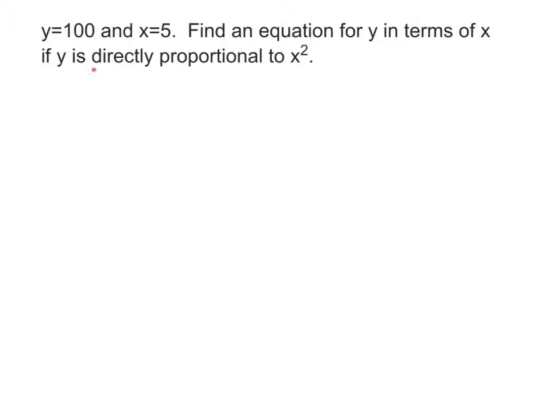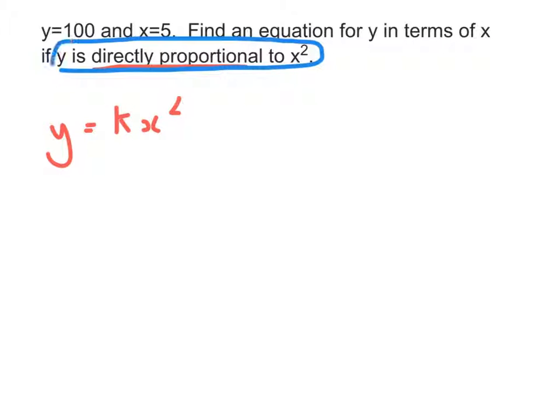So the key to this question, these two words here. Y is directly proportional. We use the letter k. It's called the constant of proportionality. When it's directly proportional, it's just k x squared. So all I have done here is written this little bit here in algebra using a formula, an equation. So y equals k x squared.